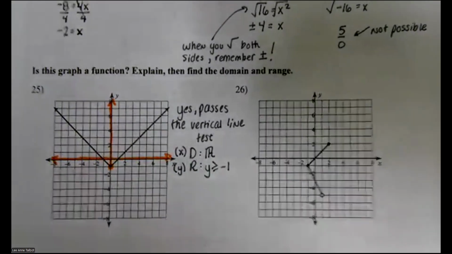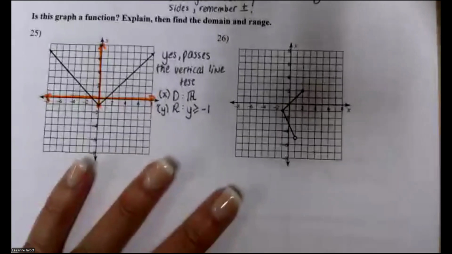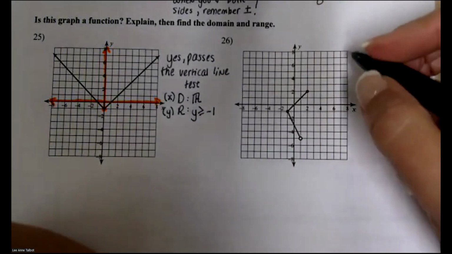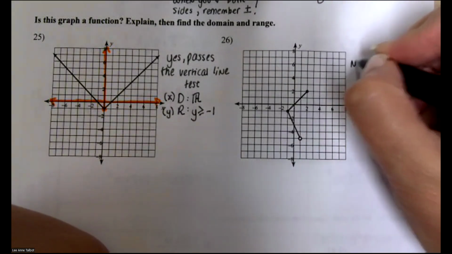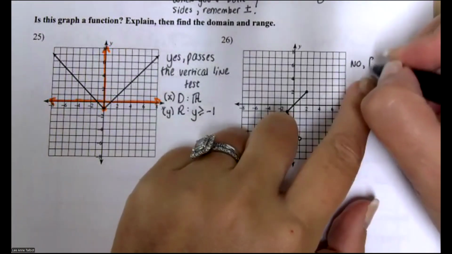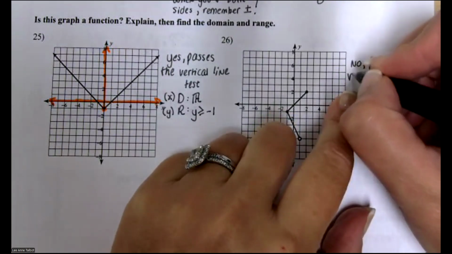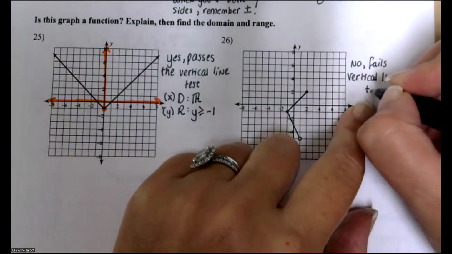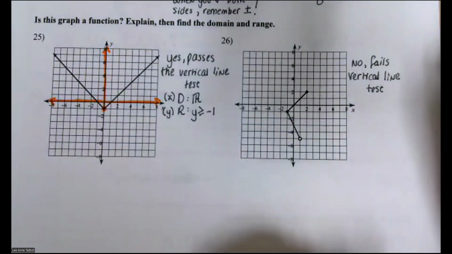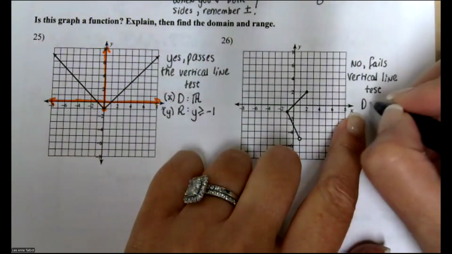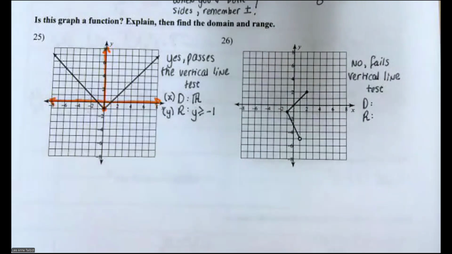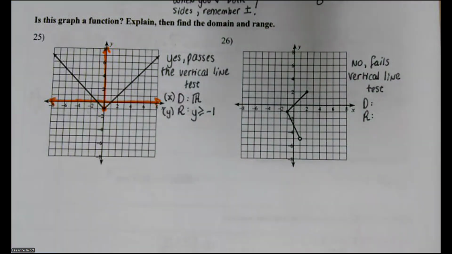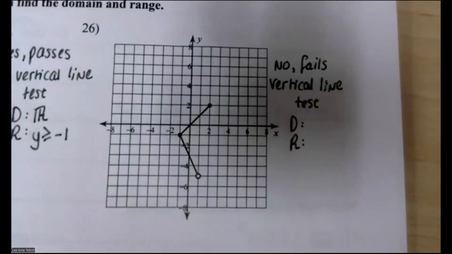Okay, 26. Last problem of the review notes. Is it a function? No. I think the domain and range are a lot easier on these that don't have arrows, personally. We do need to talk about open circle, but not a big deal.